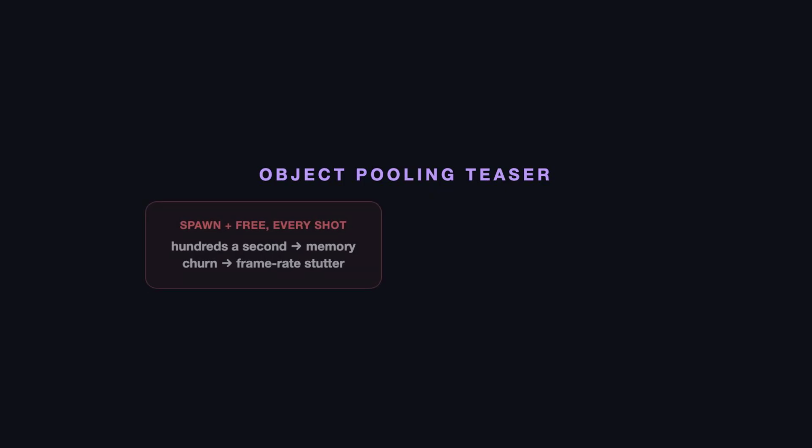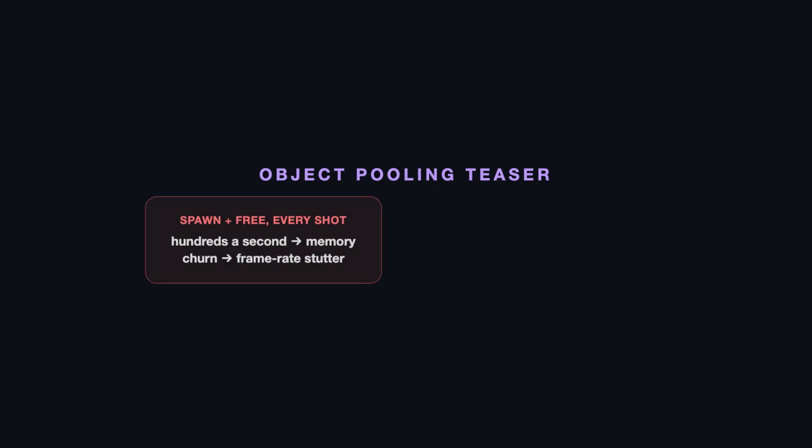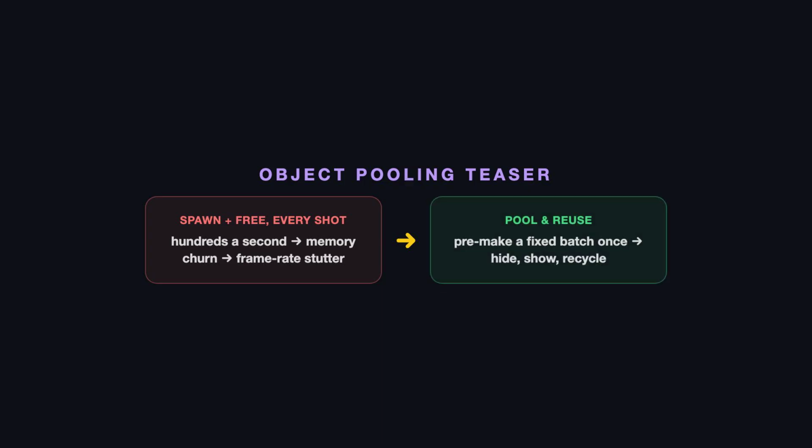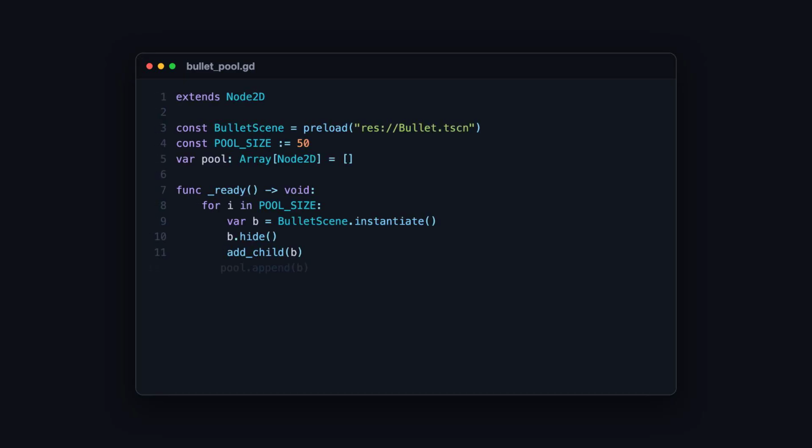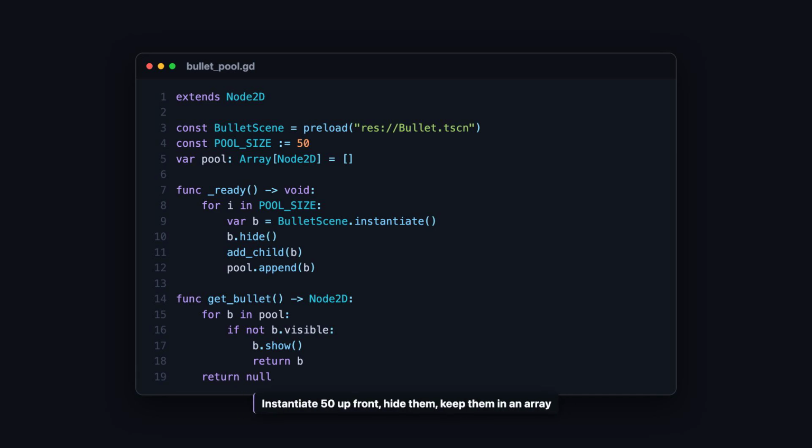One last idea, because at some point spawning will bite you. A bullet hell game spawns and frees hundreds of objects a second. All that creating and destroying churns memory, and can stutter your frame rate. The fix is object pooling. Instead of spawning a fresh bullet and freeing it on every shot, you pre-make a fixed batch, say 50, once, hide them, and keep them in an array.